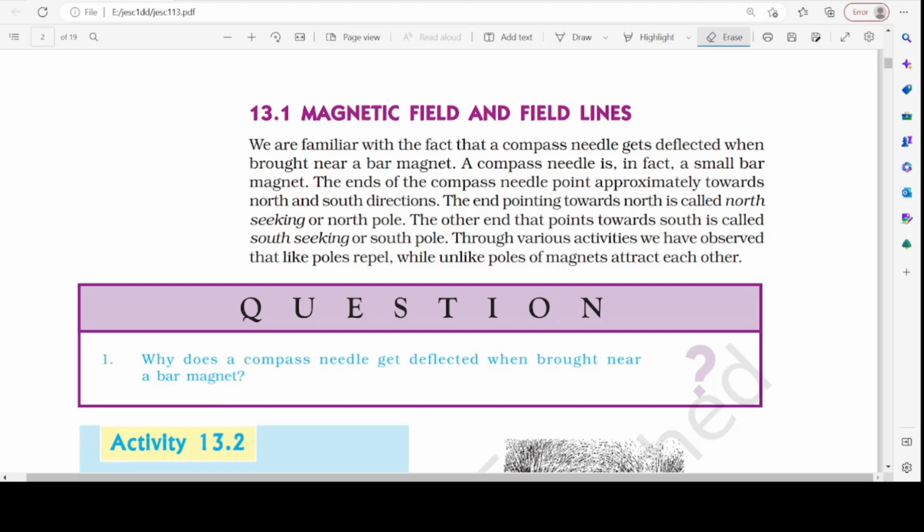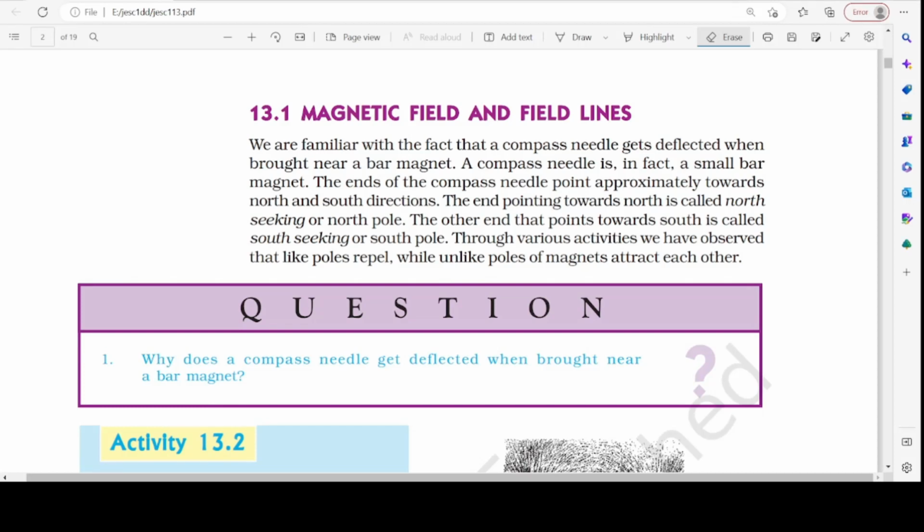Now there comes another concept, magnetic field lines. Magnetic field lines are imaginary lines that are used to represent a magnetic field, and thus magnetic field lines help us to understand how the magnetic field looks at a given point and all the properties of the magnetic field.